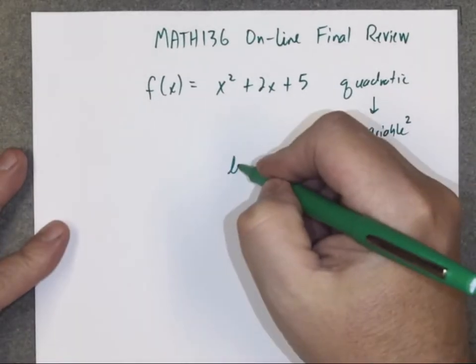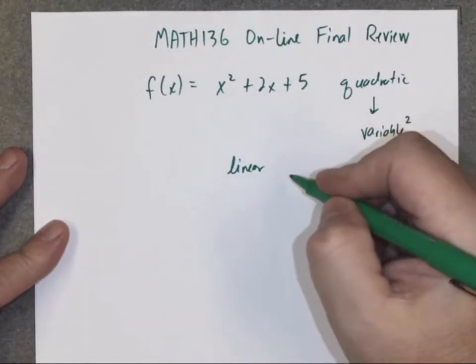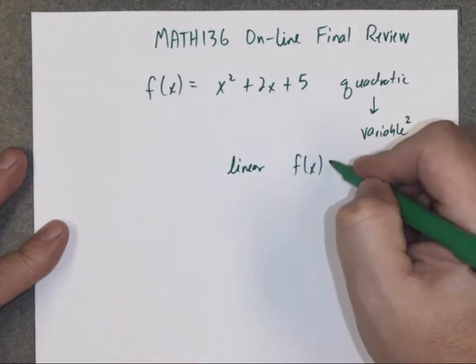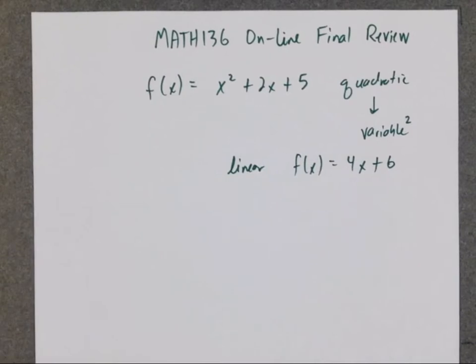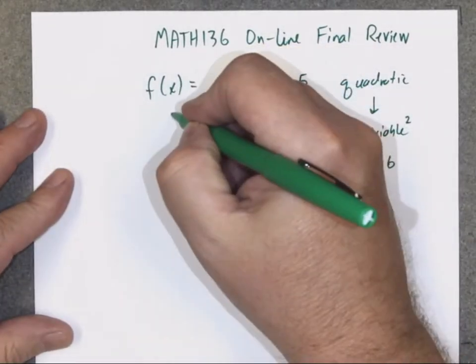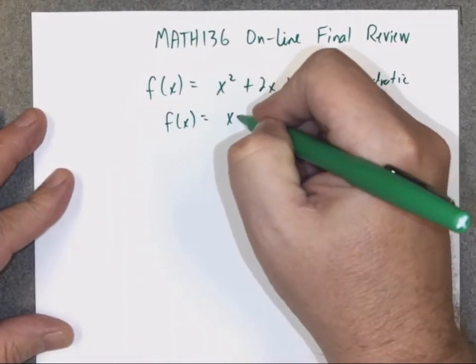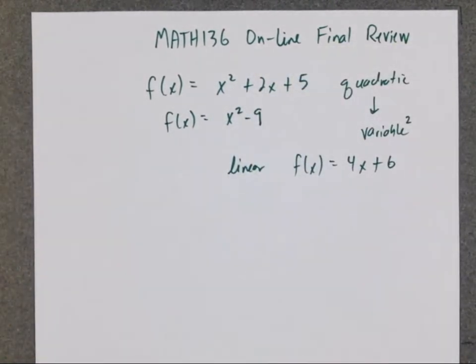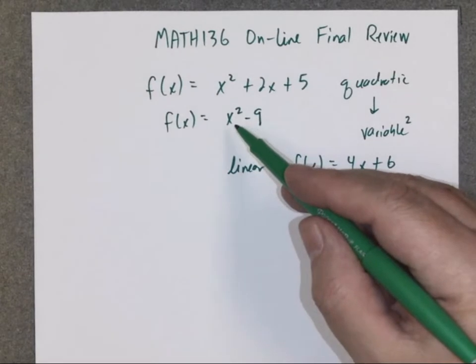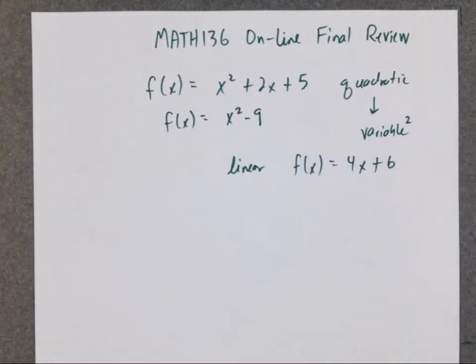Example of a linear function would be like this. You notice there's no exponent on the variable. We call that a linear function. But now we're looking at quadratic functions where the variable is squared. This is also a quadratic function. Even though there's no x term, the whole key for it being quadratic is to have the variable squared.